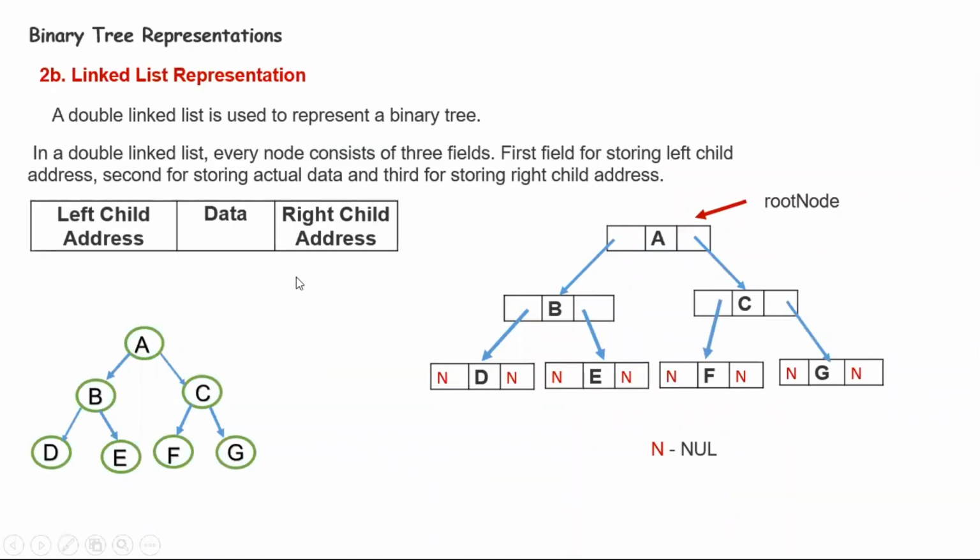Here is a linked list representation where we use three fields on the node: data, left child address, right child address. This is similar to the tree itself. Here A, the left child address points to B, and the right child address points to C, etc.